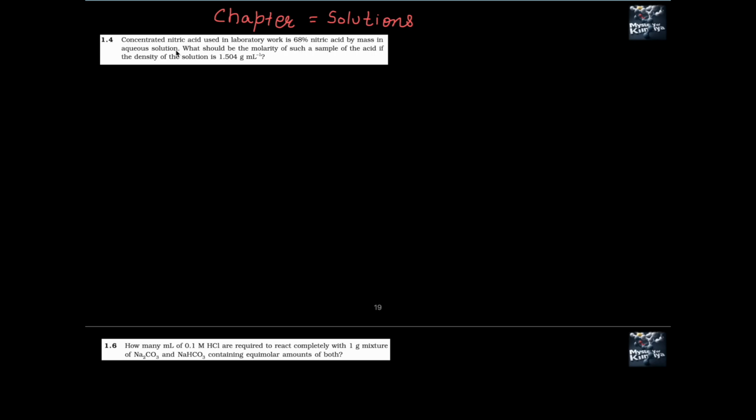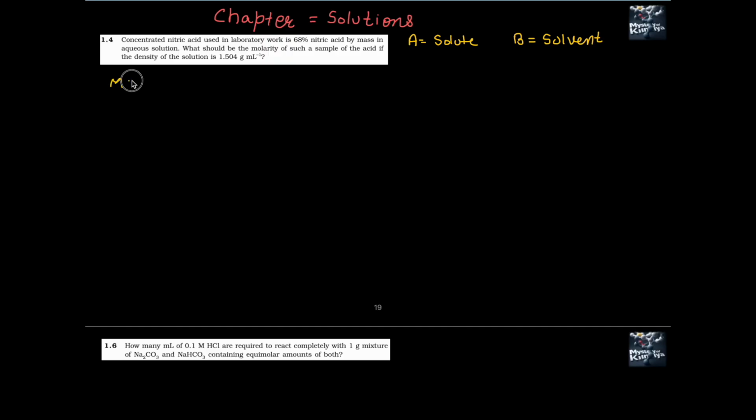nitric acid by mass in aqueous solution. What would be the molarity of such a sample of acid if the density of the solution is given as 1.504 gram per ml? So I will denote solute with A and solvent with B. We need to find out the molarity.